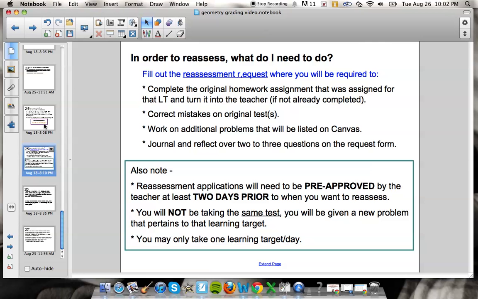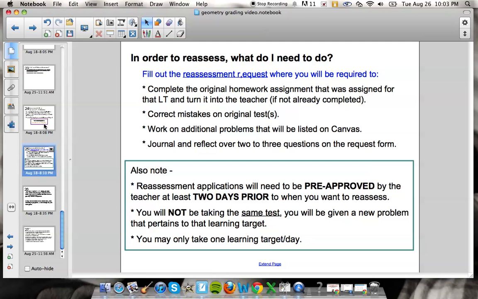So how do we reassess? What do you need to do? You need to fill out a reassessment request form, and that will be shown to you in your classroom. Complete the original homework assignment that was assigned for that learning target if it has not been completed already. Correct mistakes on your original test. Work on additional problems that will be listed on Canvas. You'll have to journal and reflect over 2 to 3 questions that are listed on the request form as well.